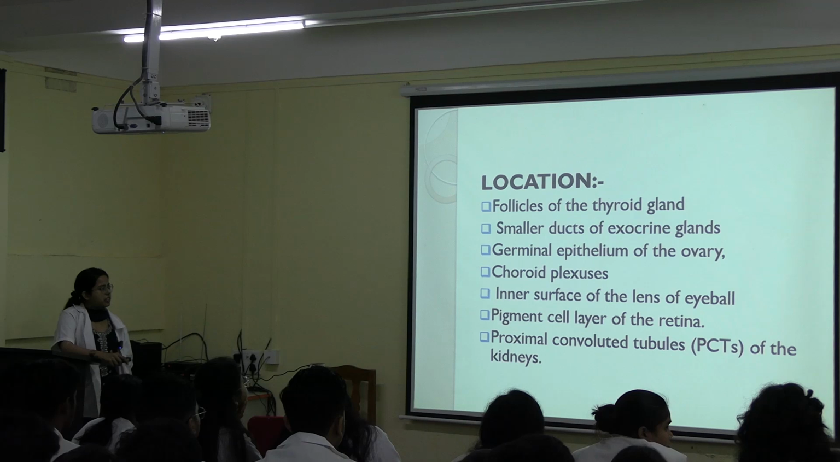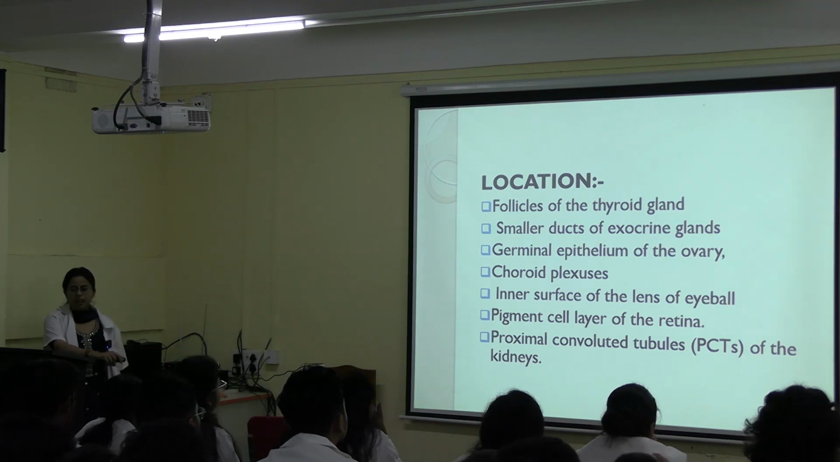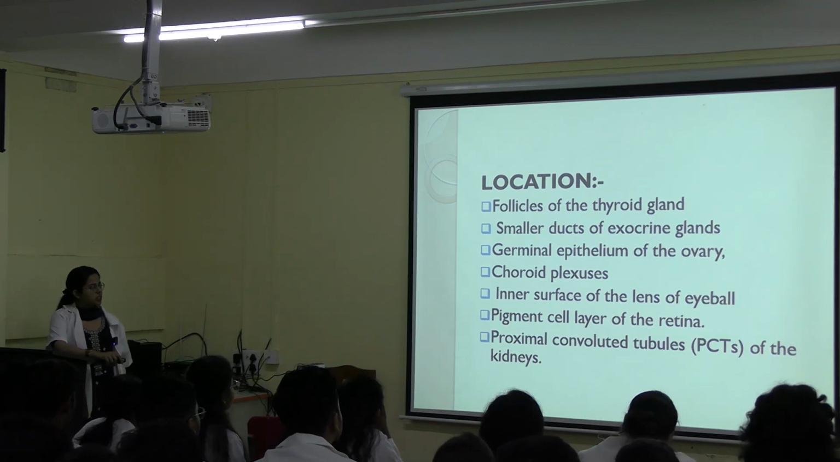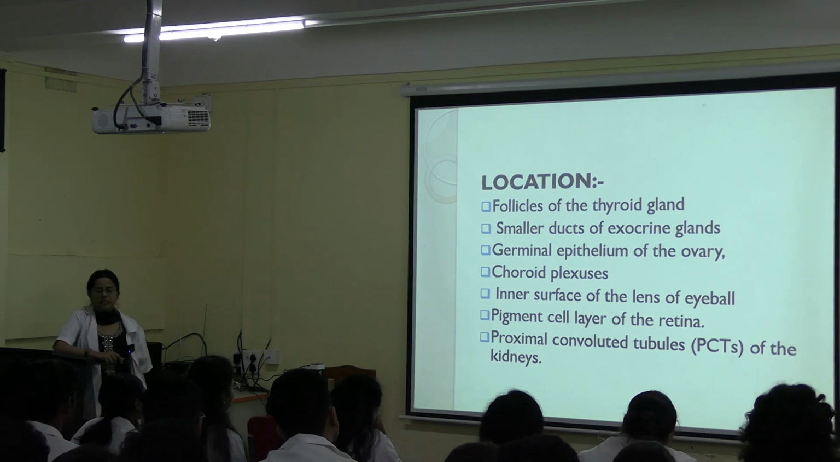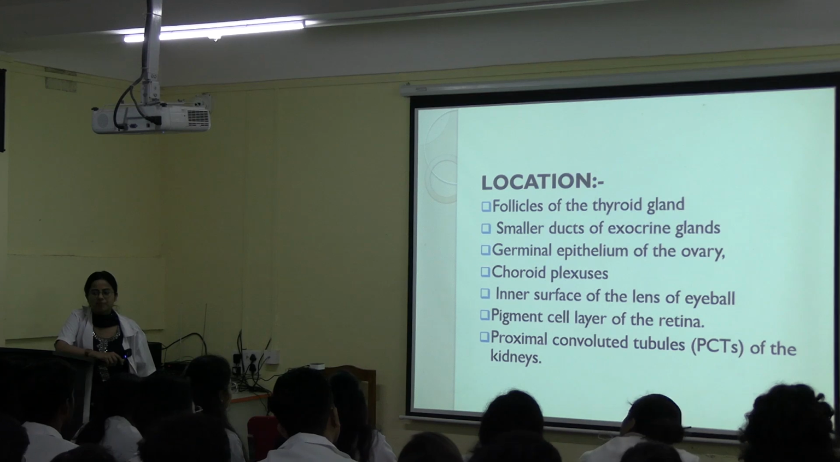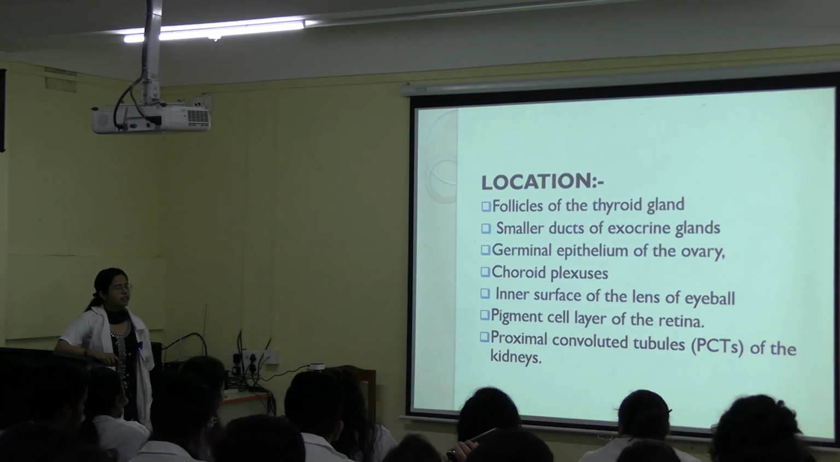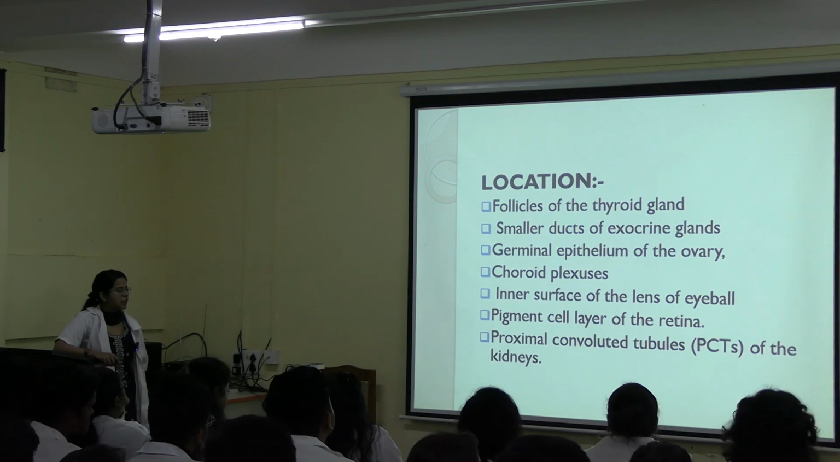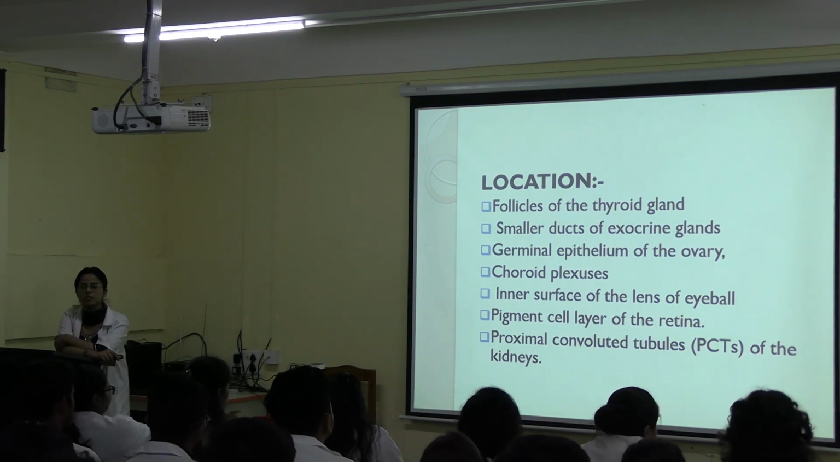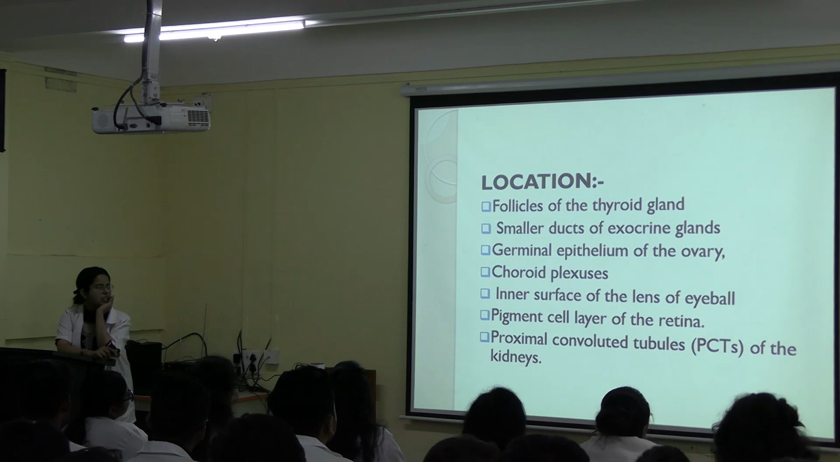And locations, where are they present? Follicles of thyroid gland, smaller ducts of exocrine glands, germinal epithelium of ovary, choroid plexus. What does the choroid plexus secrete? CSF, cerebrospinal fluid. Inner surface of the lens of the eyeball, pigment cell layer of retina, and proximal convoluted tubule of kidney. So these are the examples.